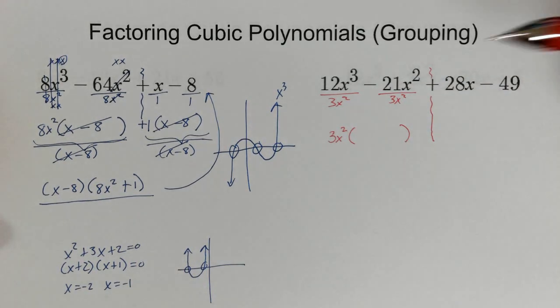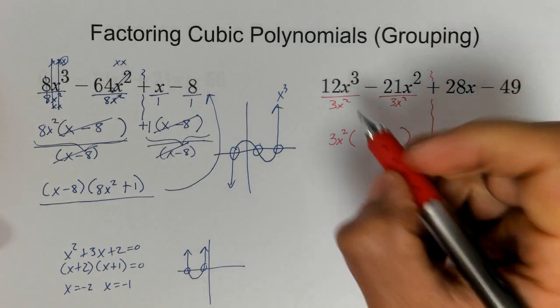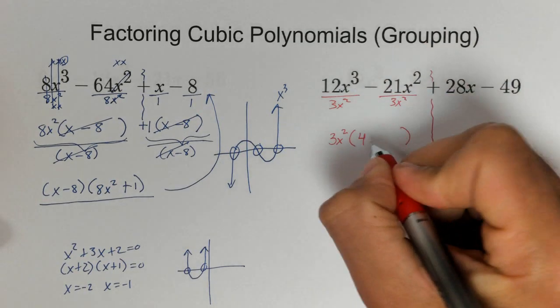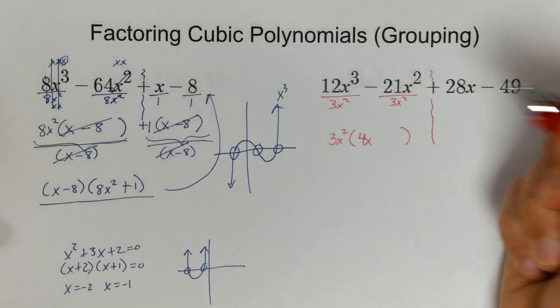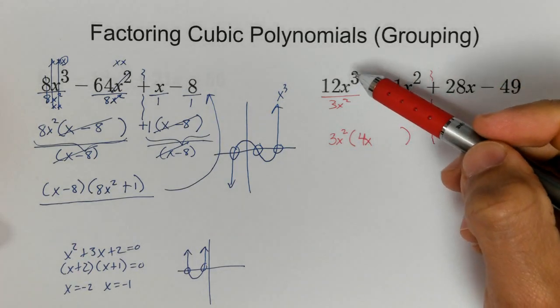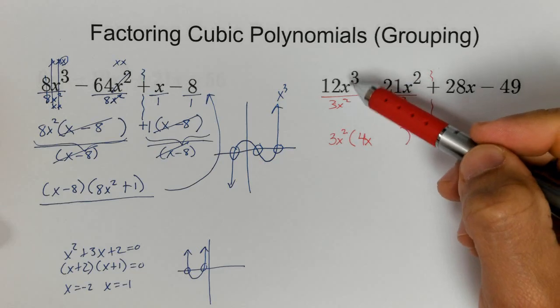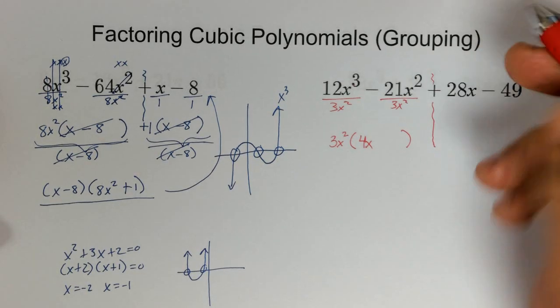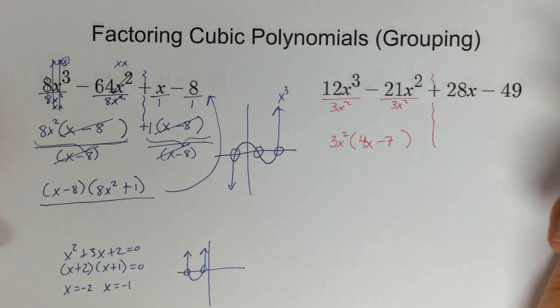And when I do that, 12 divided by 3 leaves me with 4. X cubed divided by x squared leaves me with just 1x, right? Because one of them is going to cancel. I have 2 on top, 2 on the bottom, and there's 1 left over up here. And then 21 divided by 3 is -7. And notice how these x squares cancel completely.